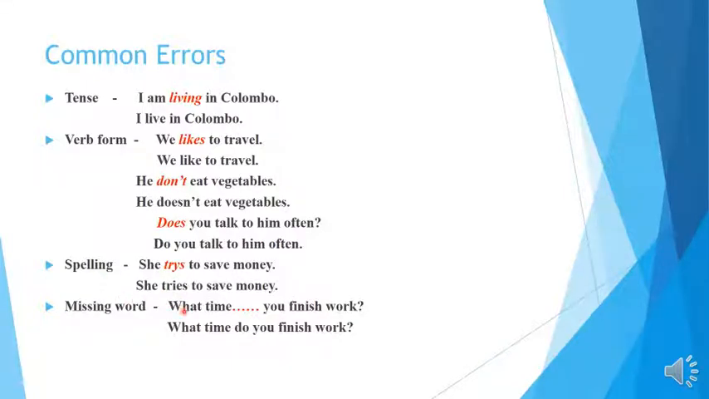And what time you finish work? Sometimes we hear people speak like this. What time you finish work? Yes, a word is missing. What is it? Do. Correct. What time do you finish work? So you have to correct it in that way. What time you finish work? That's wrong. You have to use do there. So what time do you finish work? Hope you understand these common errors that some people make.